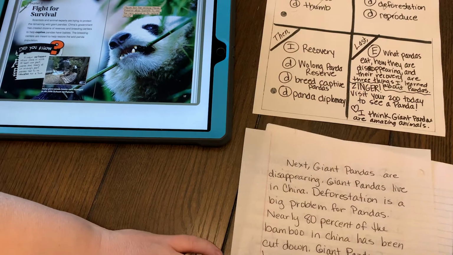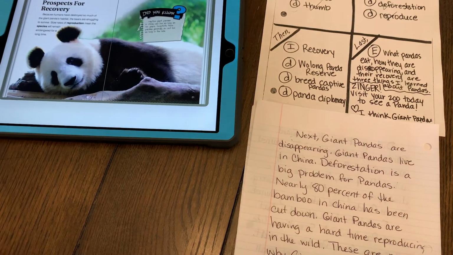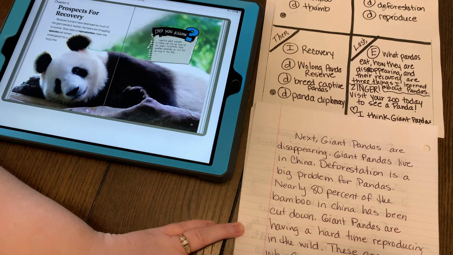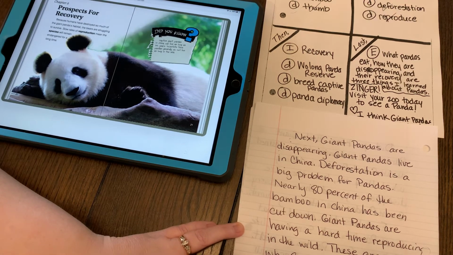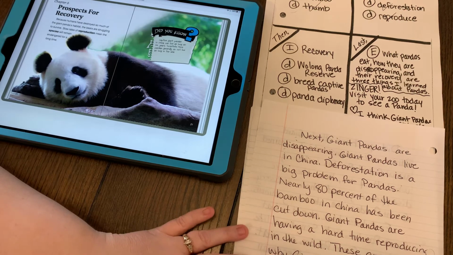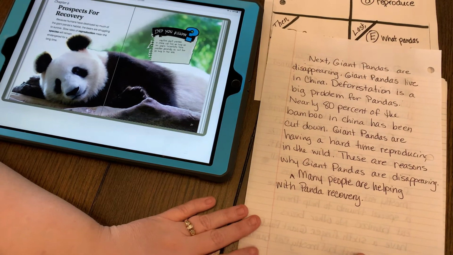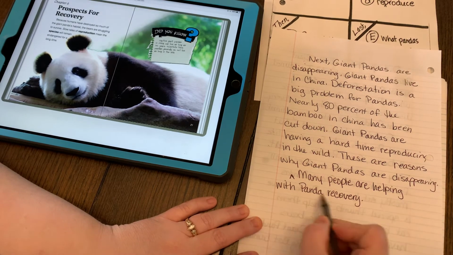This one is about recovery, prospects for recovery. So many people are helping with panda recovery. Okay. Oh my goodness, I forgot my transition word. All right, I'm gonna put a little carrot. This is a carrot. Many of you have seen that before. I wrote that whole thing without you guys even seeing it. Cool. Okay, many people are helping with panda recovery.